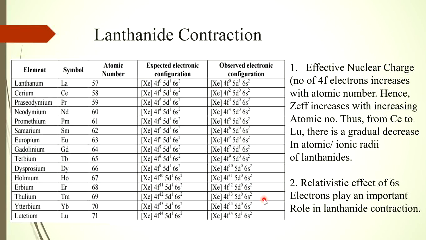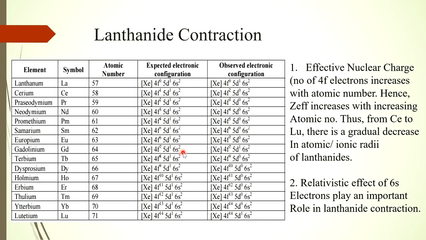Okay, so as we move down from cerium to lutetium, the addition of extra electron takes place in the f orbitals, right? Like 4f0, then 4f1, then 4f2, 4f3, 4f4, 4f5, 4f6. So the additional electron is taking place in the 4f orbitals, which is not able to shield effectively because its shielding constant is very less, and therefore the effective nuclear charge increases, or in other words, the attraction of nucleus for the electrons in the outermost shell increases as the atomic number of lanthanide increases.